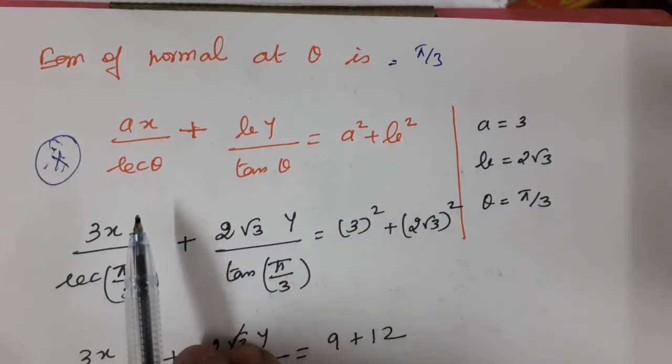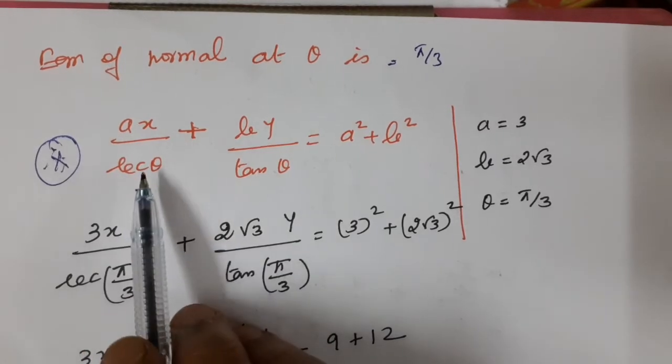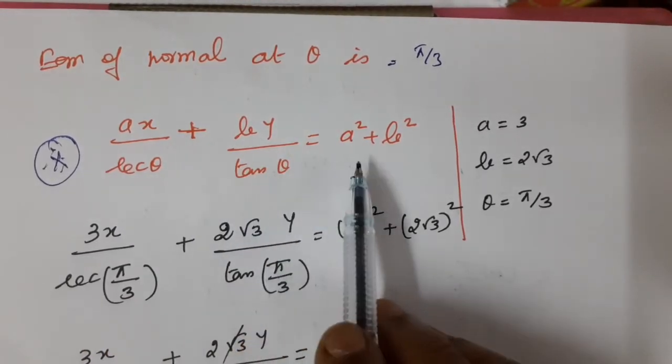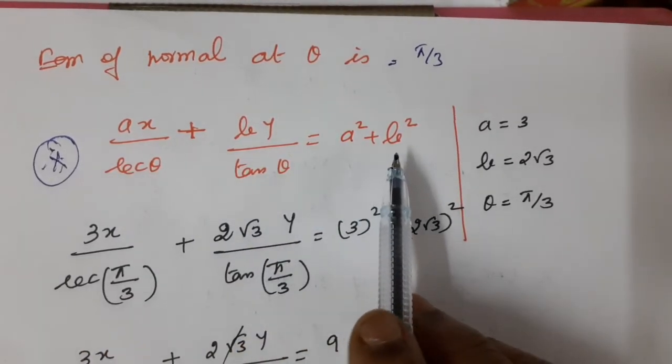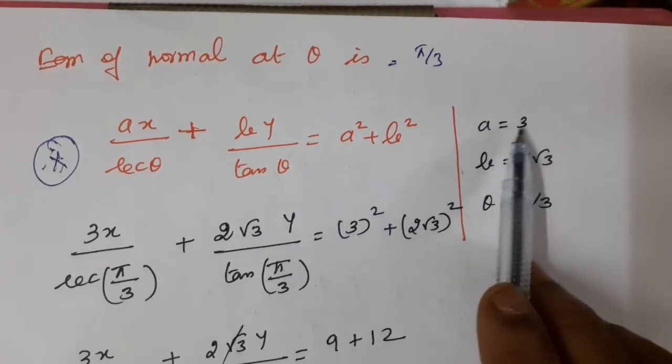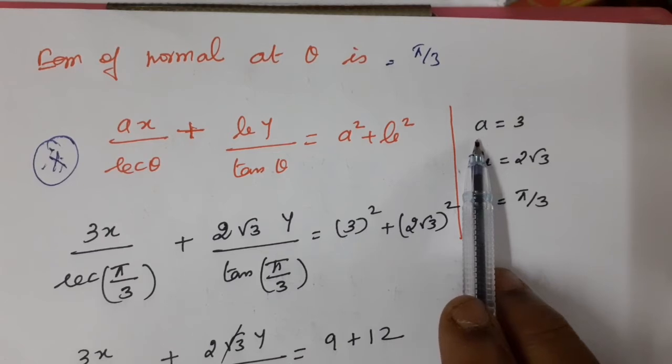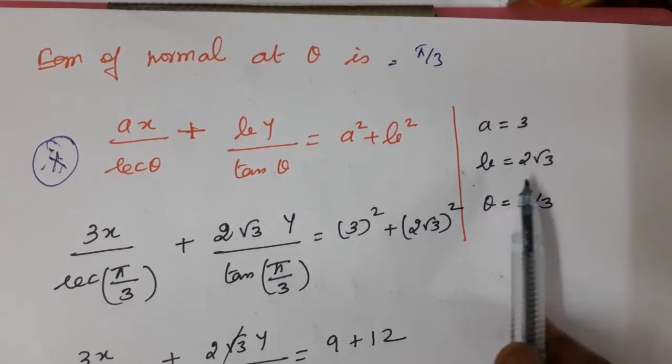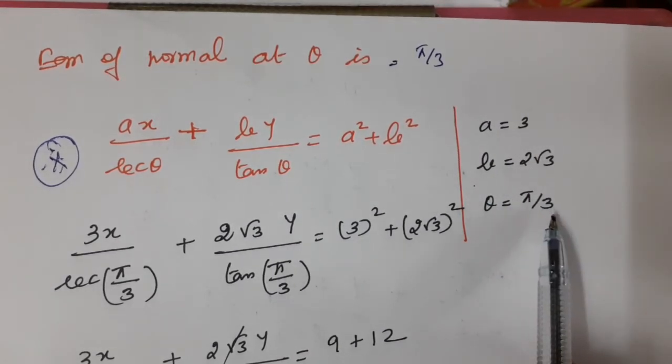Later you refer the table, learn it. The normal equation is ax by secant theta plus by by tan theta equal to a square plus b square. From the equation of the tangent, we already find the values for a, b and theta. What is a? A equal to 3, b equal to 2 root 3, theta equal to pi by 3.